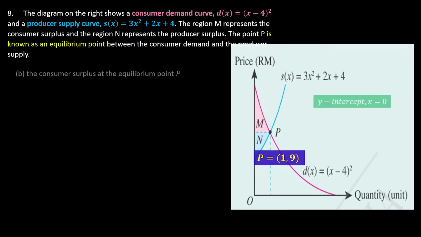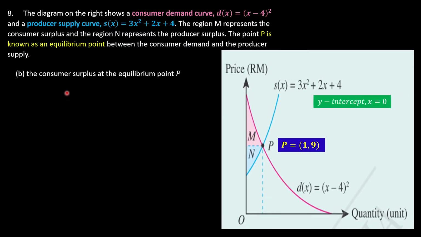We look at question B. Question B asks us to find the consumer surplus, which is eventually represented by the M color region at the equilibrium point P. So it means that we want to find the area of this region. But how we find it is, we're going to find the area bounded by the x-axis first, go all the way down. But is there anybody blocking you? Yes.